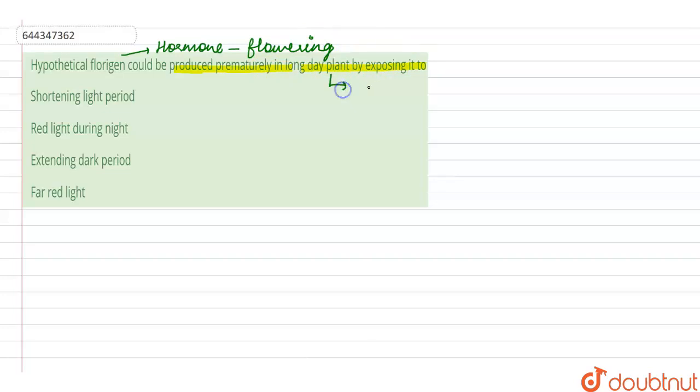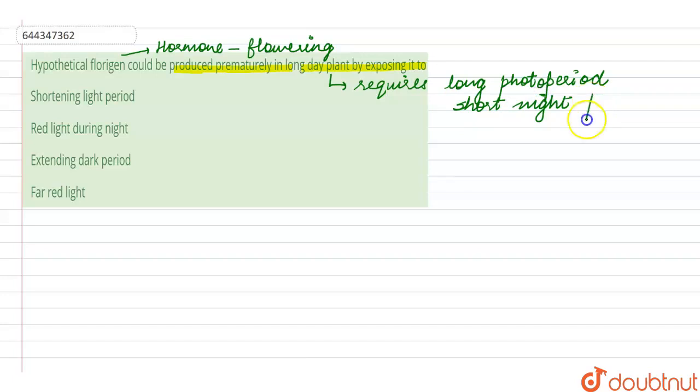So when we talk about a long day plant, that means this is that plant which requires a long photoperiod. That means light period should be more, dark period should be less for it to start its flowering process. So long photoperiod means it can also be called a short night plant. So this requires a dark period of less than the critical duration.